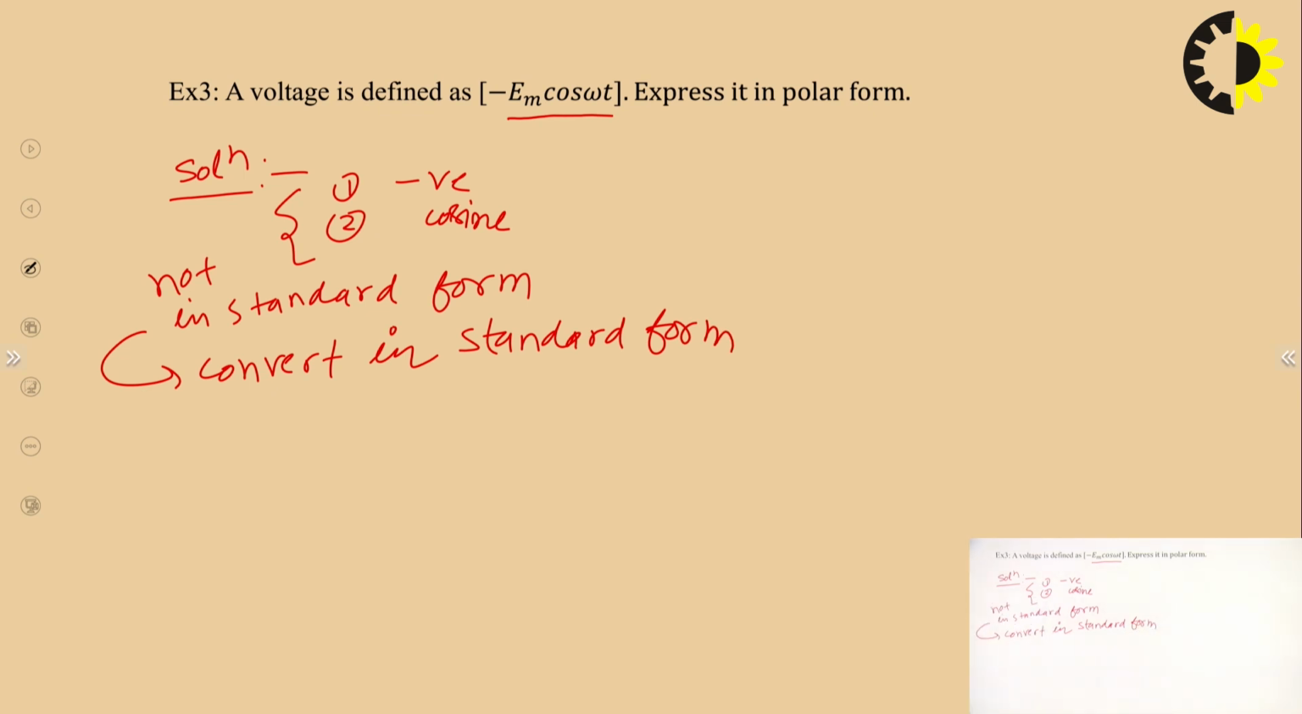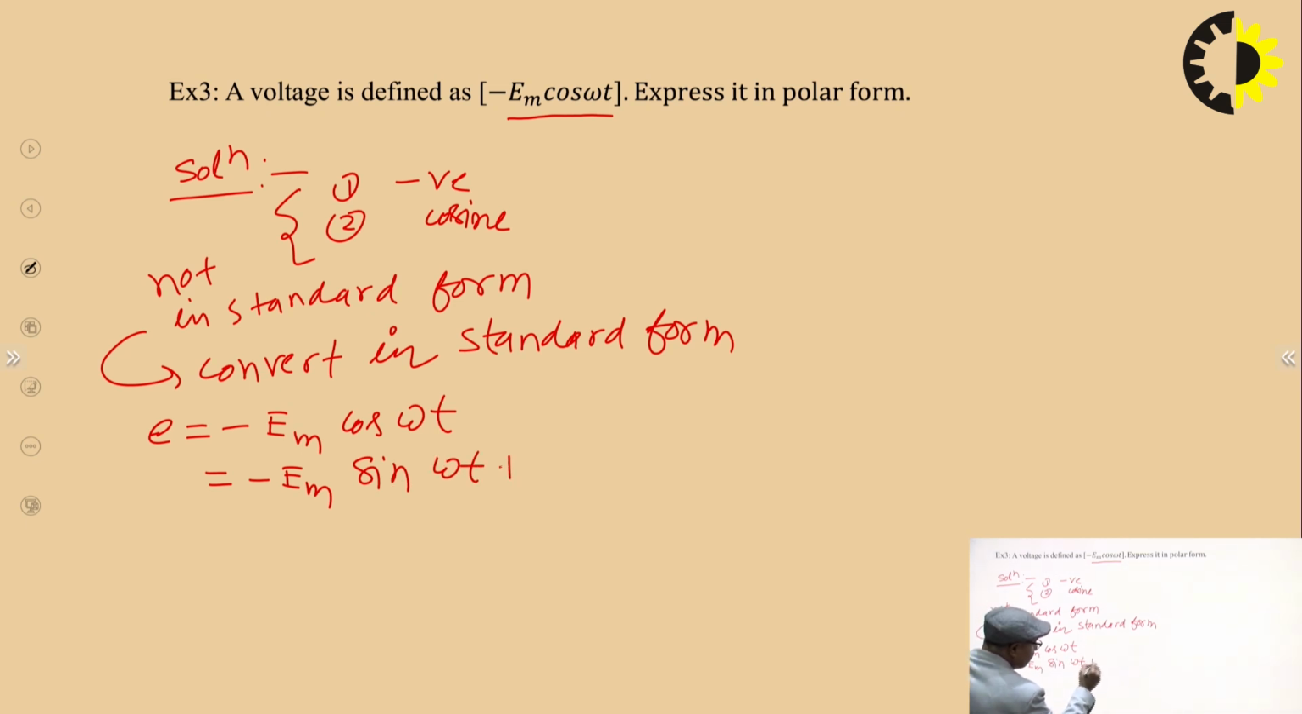Our AC quantity is E, voltage. Voltage we can write as small e. Voltage small e is equal to minus Em cosine of omega t. What we will do? First we will make cosine into sine. So we can write this as minus of Em sine of omega t plus 90, plus pi by 2. Sin 90 plus theta is cos theta, same formula. So we have converted this cosine into equivalent sine.